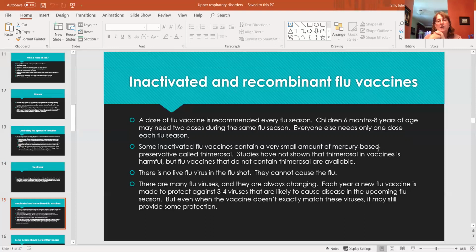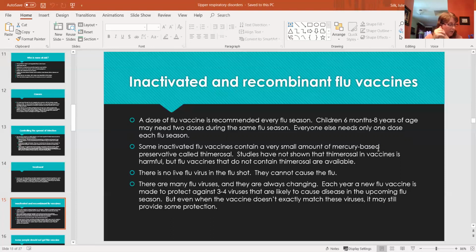Okay, a dose of the flu vaccine is recommended every flu season. And I know there are so many people out there who think that you can get the flu from the flu shot. That is not true. It's an inactivated virus. So this means that you have a very small amount of a mercury-based preservative in it, and when you get this, it's going to help prevent you from getting the flu, hopefully, in that season.